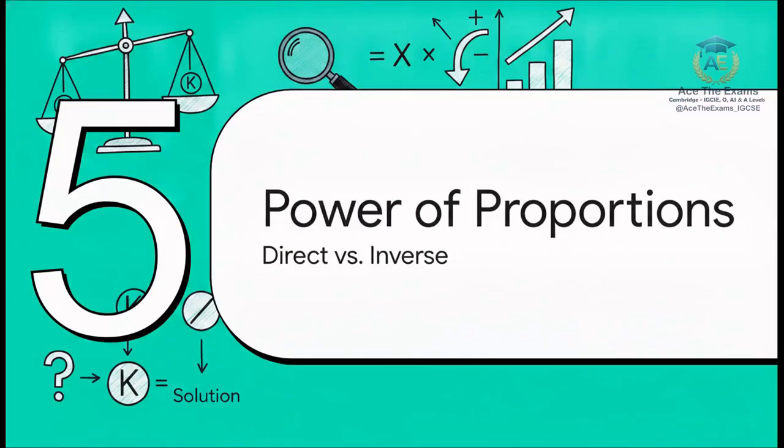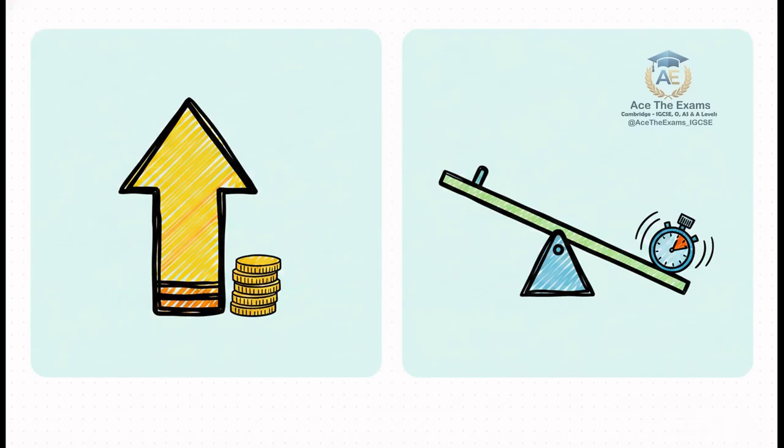For our final major topic, Section 5, the power of proportions, we are going to tackle a concept that heavily relies on establishing a constant, comparing direct versus inverse relationships. This text brilliantly illustrates the absolutely critical distinction we pulled from Assessment 11. Identifying whether a relationship is direct or inverse literally dictates the entire architectural blueprint of your equation.